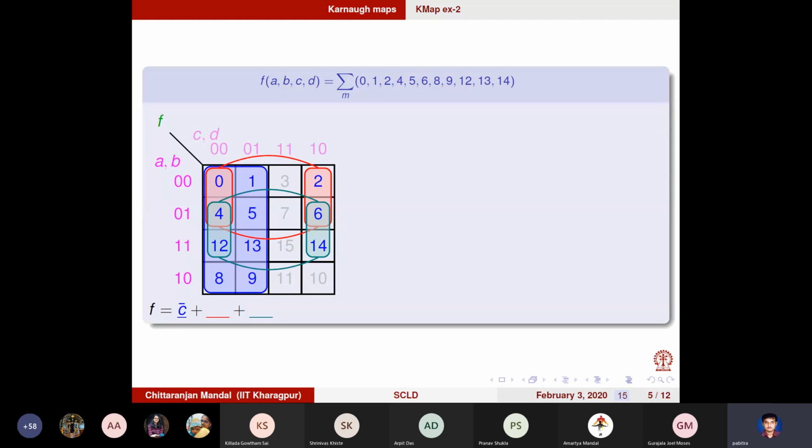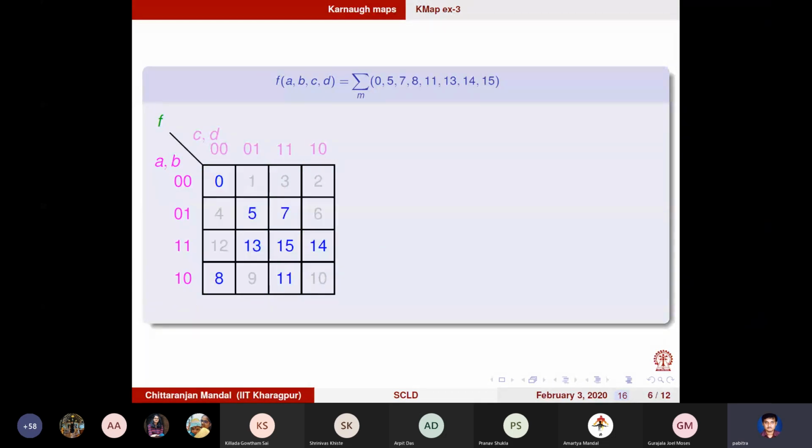C is varying, A is not varying, B is varying, and C is varying. So A and D are invariant. D is in 0 form, A is in 0 form. So it will be A bar, D bar. Now look at this green cube. It will be B, D bar. Right. So in this way you can do it.